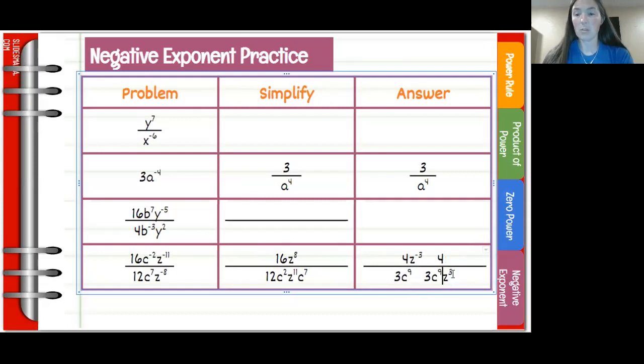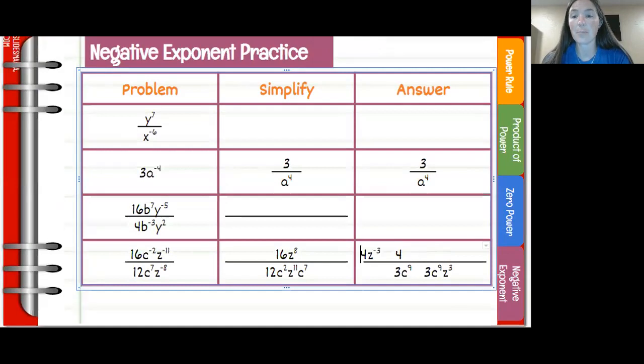Not really sure where these little extra spaces came in. So our final answer for this one would end up being 4 over 3C to the 9th, Z to the 3rd. And I would try to put these equal signs in here. I guess this might be easier if I was left aligned here. And then I just space it. And I can do the same thing with this one so that we could line it up a little bit better.